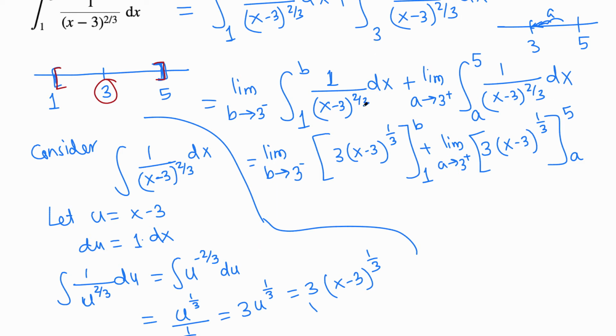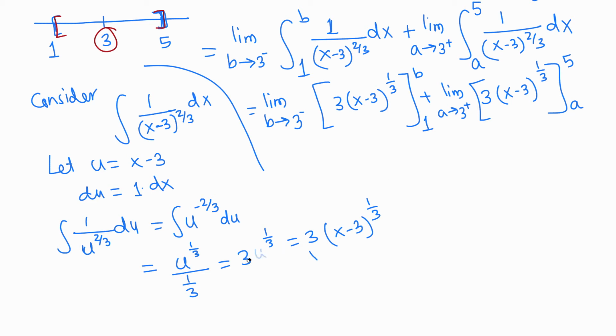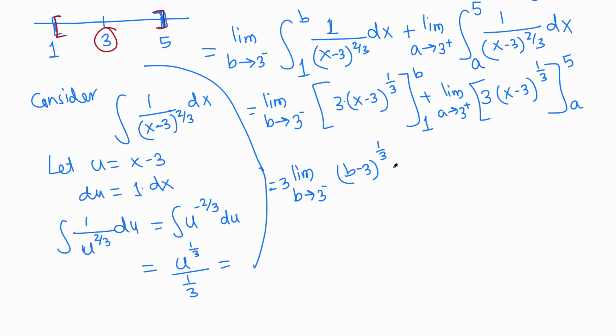So I'm going to erase this because I need some room here. Limit b going to 3 from the left, plug in b for x. So this 3 times, we can pull 3 all the way outside. In fact, then we don't have to write it twice. So this 3 is outside, nothing to do with this limit or these limits. So b minus 3 raised to 1/3 minus the lower limit 1 minus 3, negative 2 raised to 1/3.